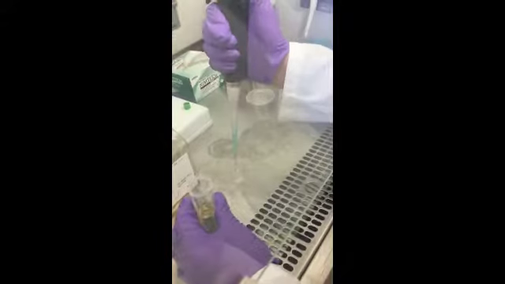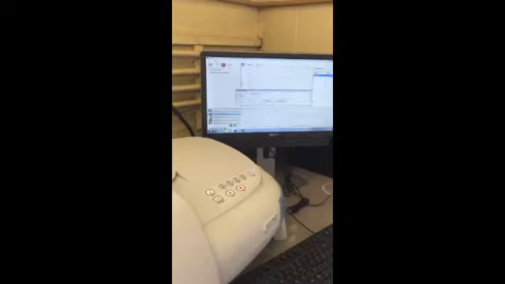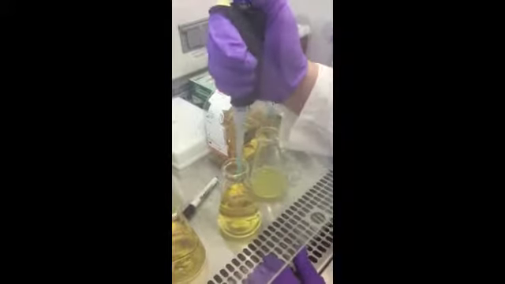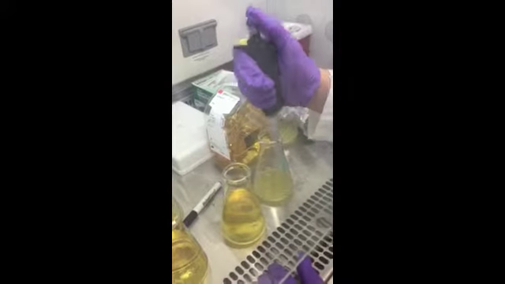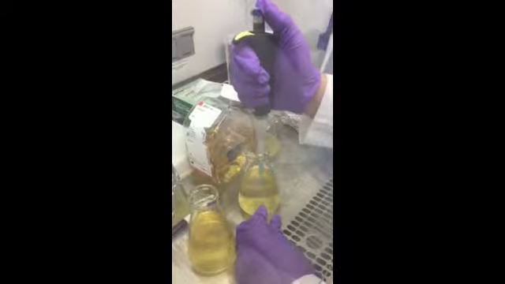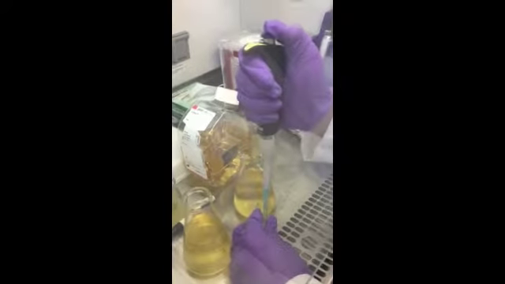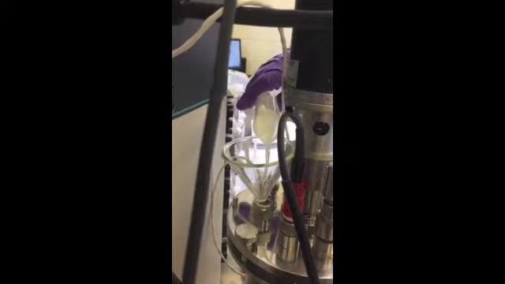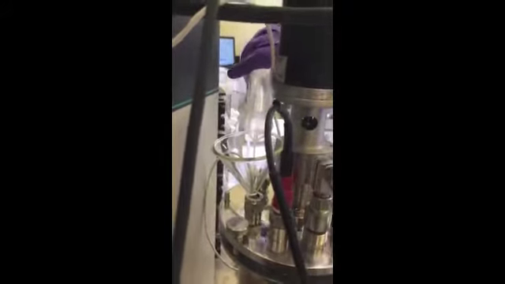A blank sample of LB media was drawn and run in the spectrophotometer. Waste was put in the appropriate container. 5 milliliters of the inoculated bacteria was added to each of the 3 flasks containing 200 milliliters of fresh LB media. A sample was drawn immediately after the bacteria was added to the media to serve as an initial reading. 50 milliliters of the inoculated bacteria was added to the bioreactor.